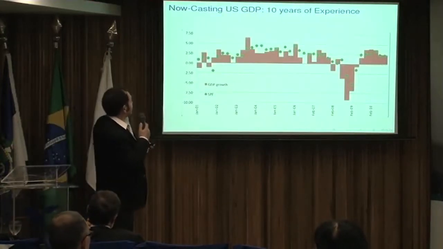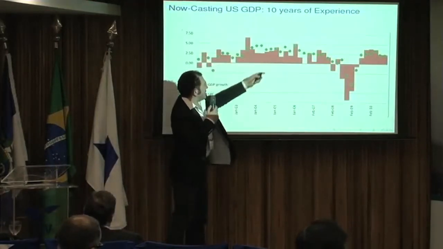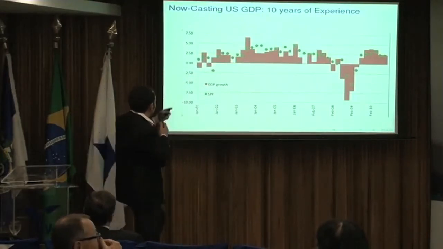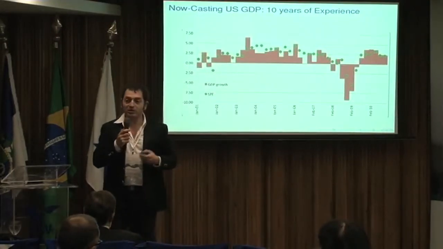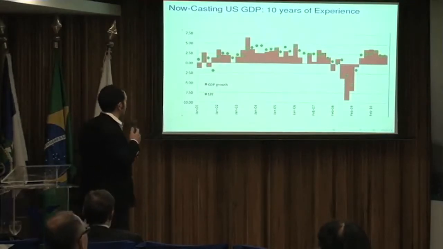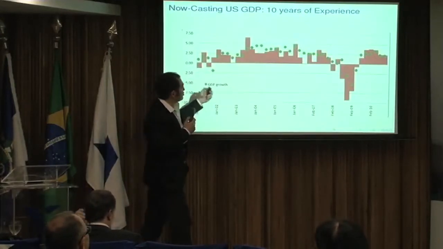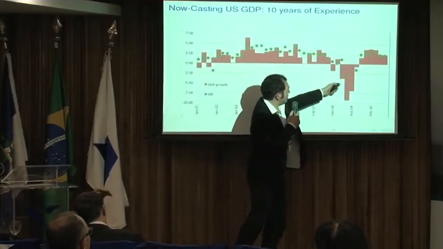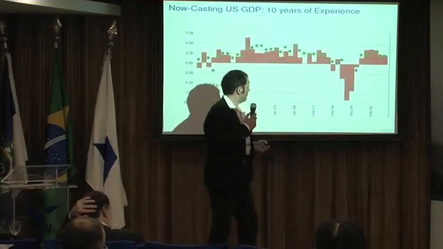So this is nowcasting, 10 years of experience. The red area here is the outturn GDP growth in the United States. And the green balls here are forecasts produced by expert judgment. In this case, it's the survey of professional forecasters, very correlated with the Green Book, the Fed staff forecast. They did quite a good job. During the expansion, they were pretty good. After a while, they realized there was a recession. They got it right. Also, during the recovery, they were doing pretty well.